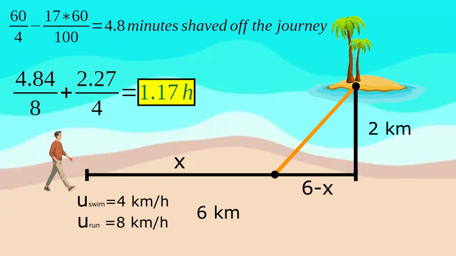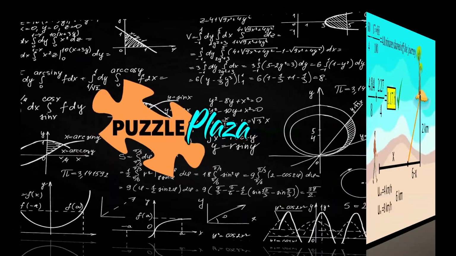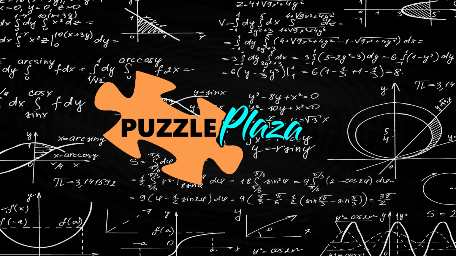So we've verified that the minimum time he can get to the island is 1.17 hours, and that's your answer. So yeah, that was a pretty nifty calculus problem. Very interesting optimization problem. I have many more problems like this in the pipeline. Many problems of various kinds.